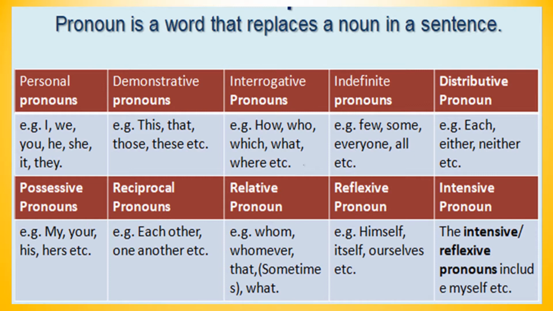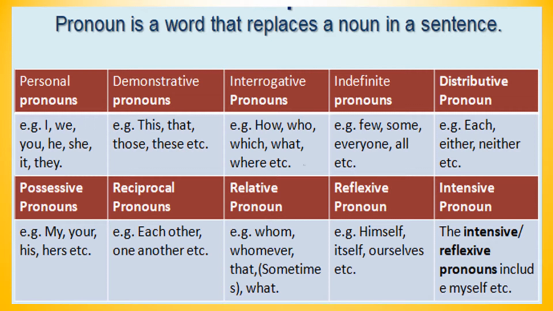The first one is personal pronouns. Personal pronouns are the words which are used in place of a noun and that represent a person, place or thing. For example, I, we, you, he, she, it, they.